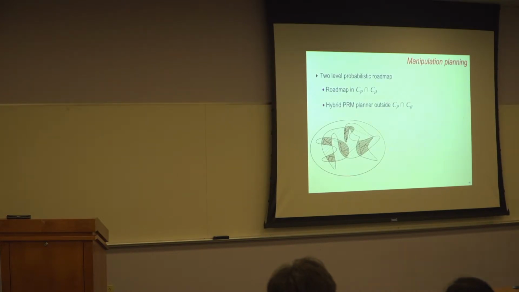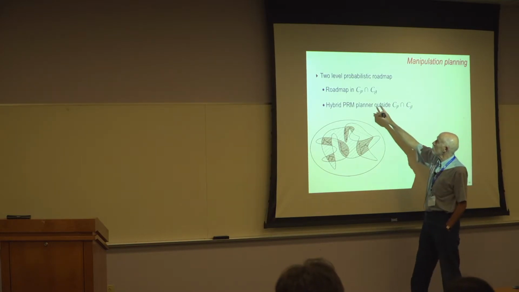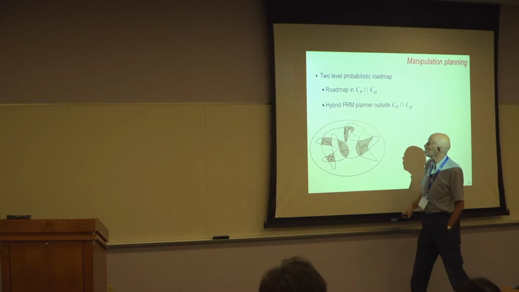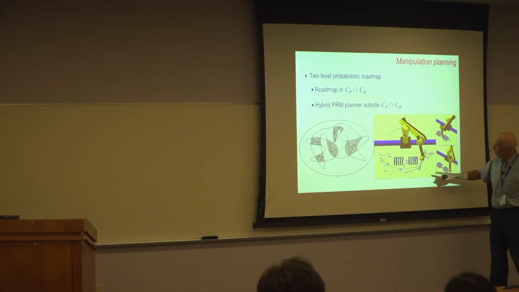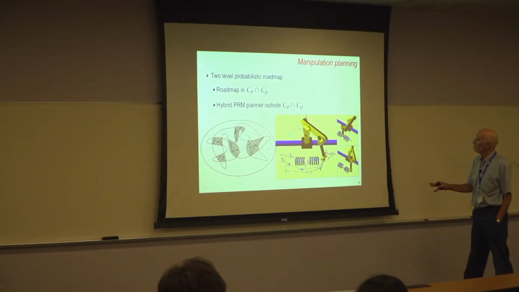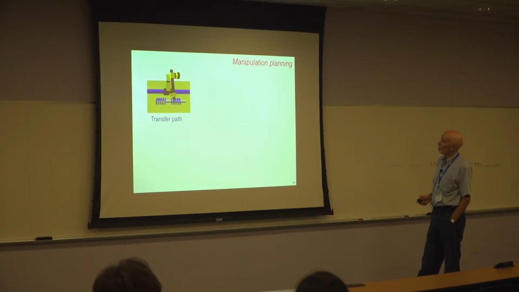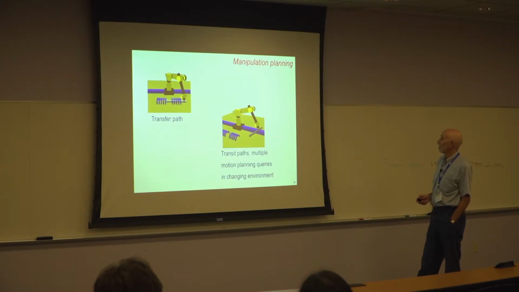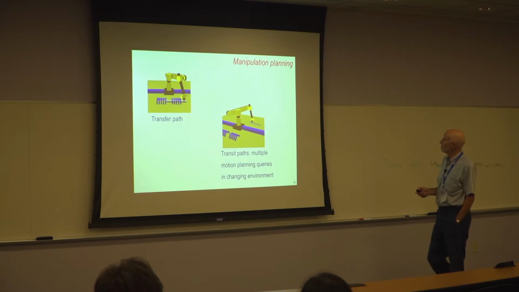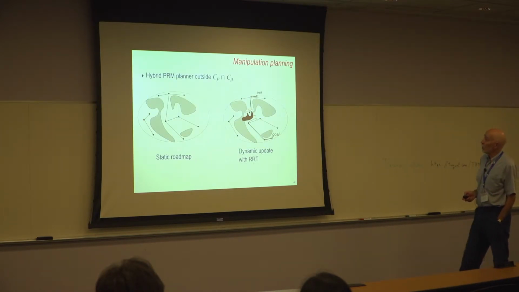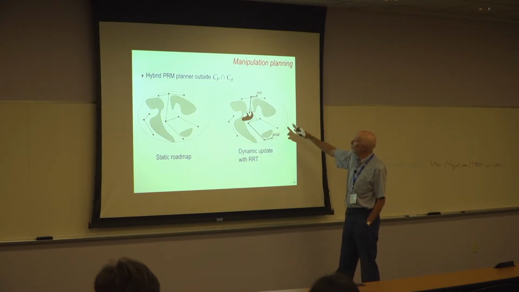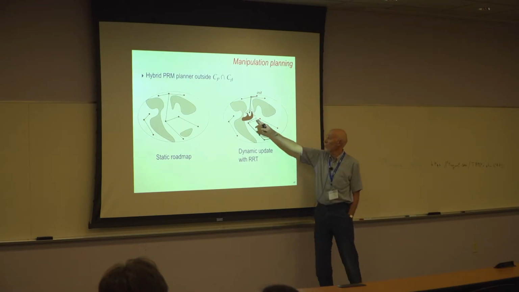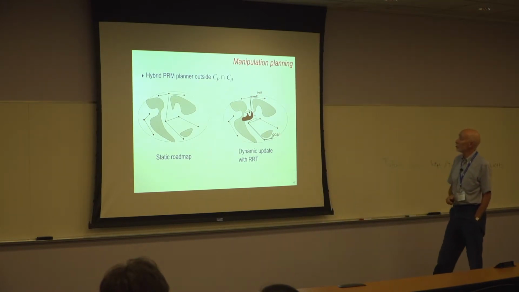So basically, I end up with a two-level probabilistic roadmap: a roadmap in CP inter CG that you see here in each of these nodes, and a hybrid PRM planner outside of CP inter CG in order to do the connections over the manipulation graph I mentioned. So you define your roadmaps for the CP inter CG, and you define the hybrid planner with transfer paths and transit paths outside of CP inter CG. The hybrid PRM planner can rely on a static roadmap, but because you are changing the environment due to your manipulation, you need to do some dynamic update with RRT in order to avoid obstacles in some particular area, in order to connect the various nodes of your manipulation graph.